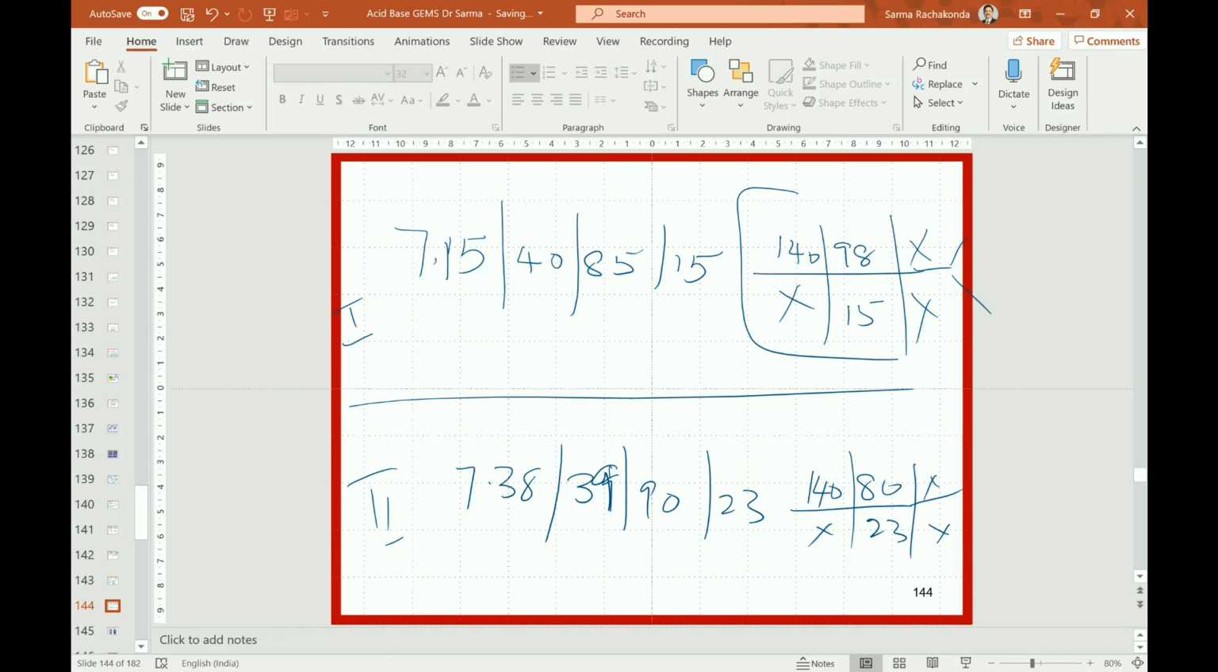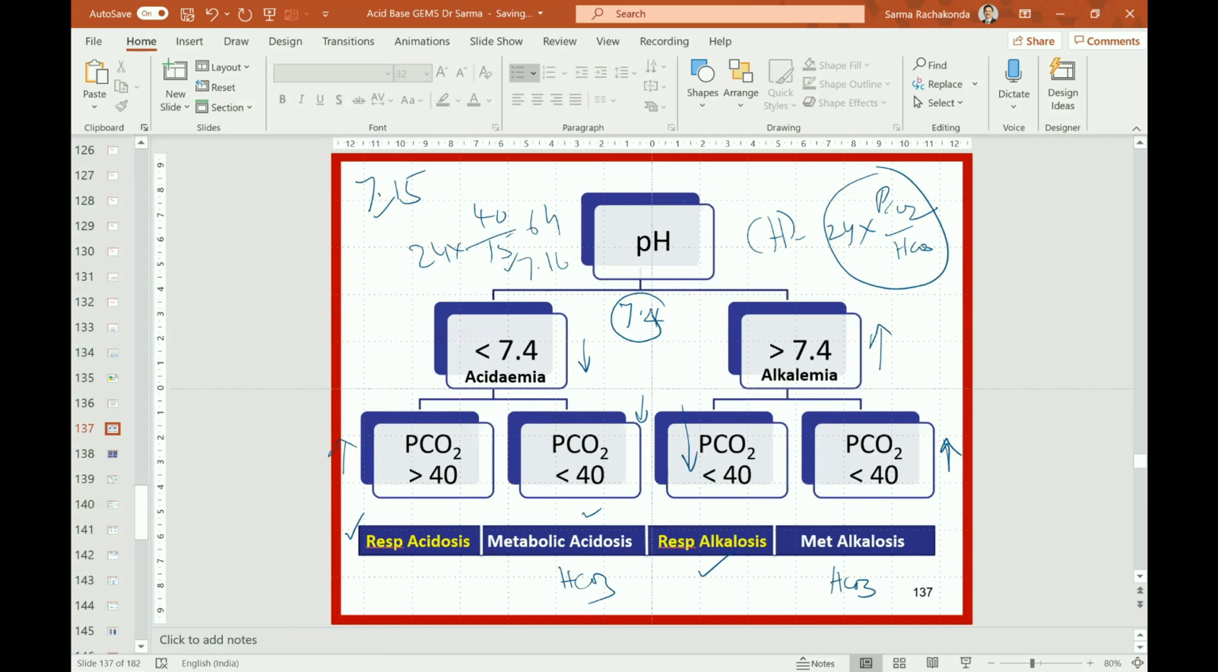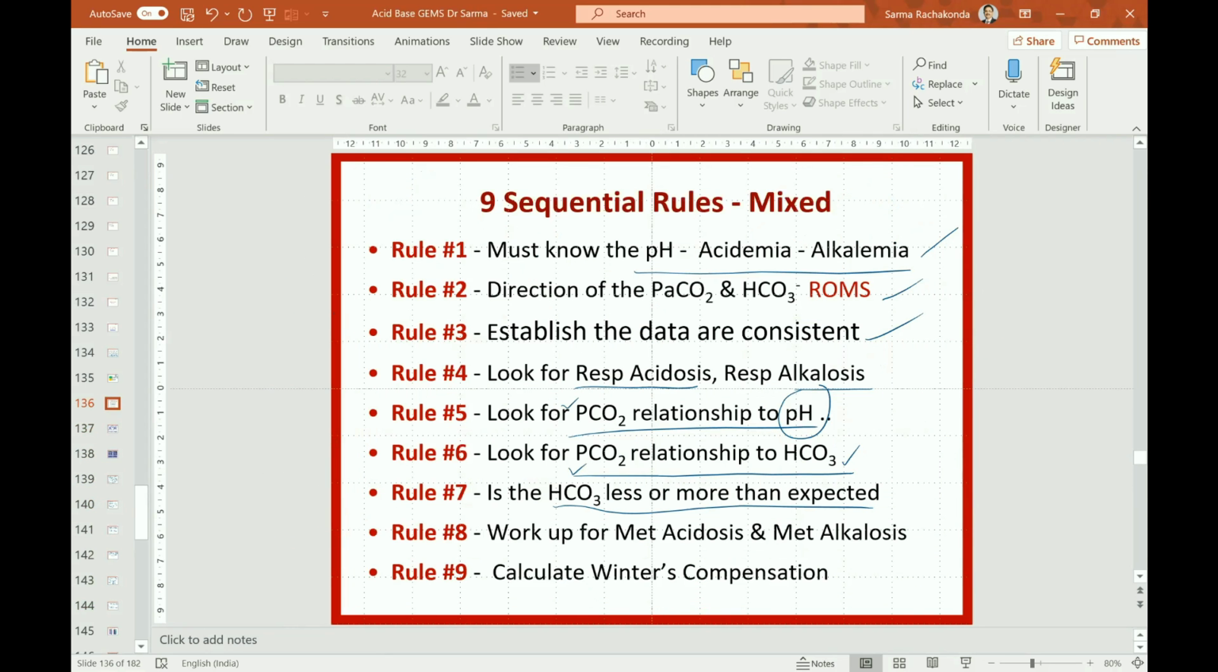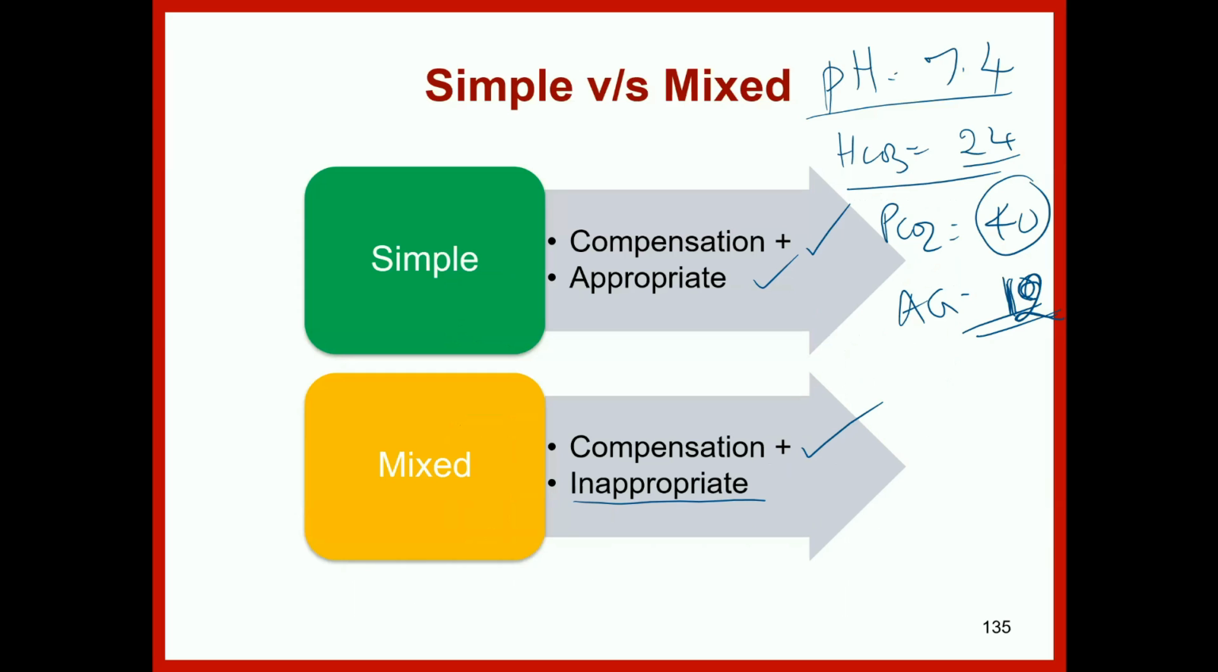Again, I am just going to recapitulate the workup for you. In mixed acid base disorders, compared to simple disorders where compensation is there and it is appropriate, in mixed disorders compensation is there but it is not appropriate. That means the expected bicarbonate and expected pH shifts are not the same as what we see. If the shift is midway between acute and chronic, always take it as acute on chronic. And remember these values: pH 7.4, bicarbonate 24, PCO2 40, anion gap 12.